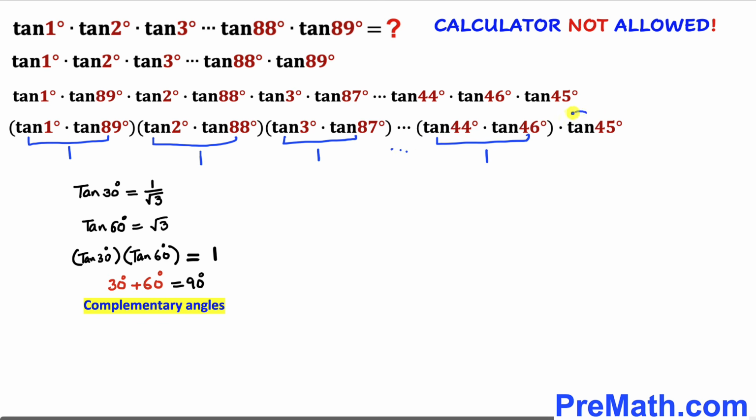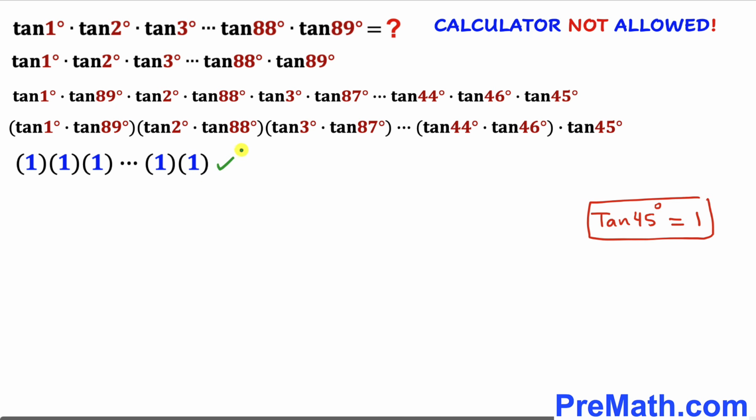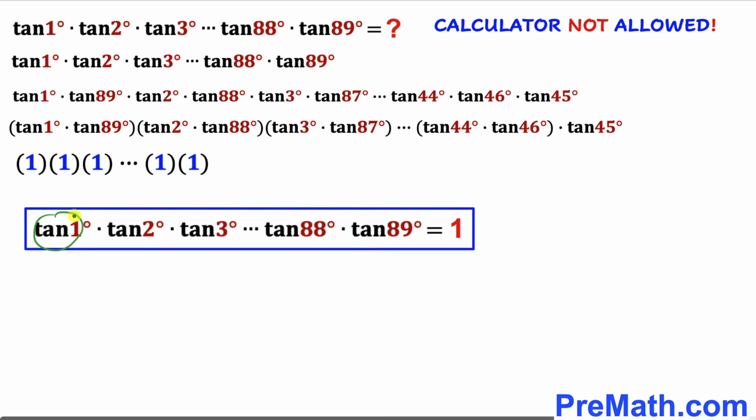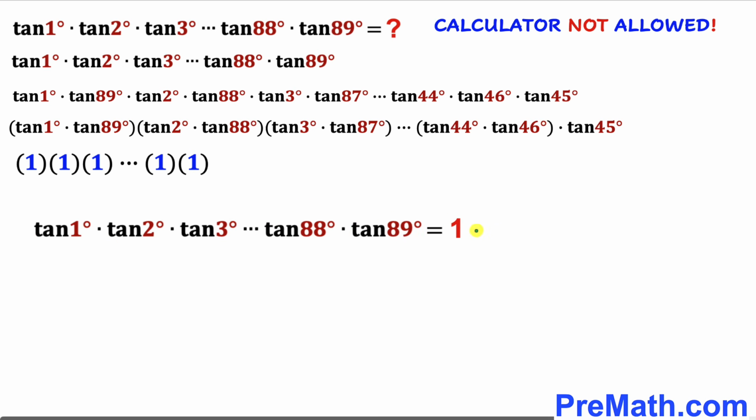Finally, let's focus on tangent of 45 degrees. We know tangent of 45 degrees is simply 1 as well. As you can see in this next step, all these values are 1 across the board, and finally tangent of 45 degrees is 1 as well, so I just put down 1 over here. If we multiply out all these, 1 times 1 times 1 all the way is going to give us simply 1. Thus, if we multiply out all these trig ratios, we get 1, and that's our final answer.